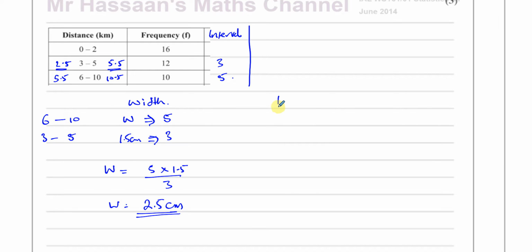And now look at the height. What is it that determines the height of a histogram? Well, what determines the height of a histogram is its frequency density.